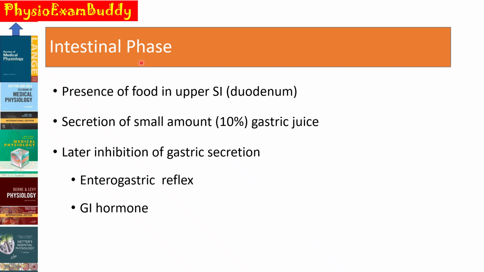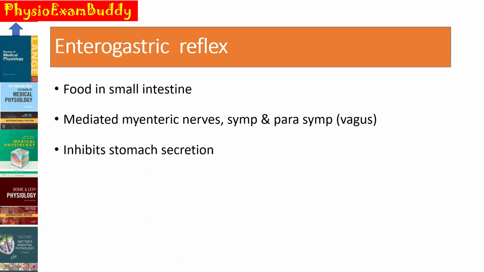Next about the third phase, that is intestinal phase. That is when the food reaches the upper part of the small intestine. That is presence of the food in the upper small intestine, especially the duodenum, it will produce gastric secretion. And during this phase, only a very small amount, that is 10% of the gastric juice will be secreted. And later there occurs an inhibition of this gastric secretion also by our enterogastric reflex as well as certain GI hormones.